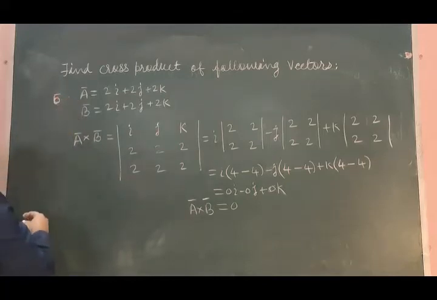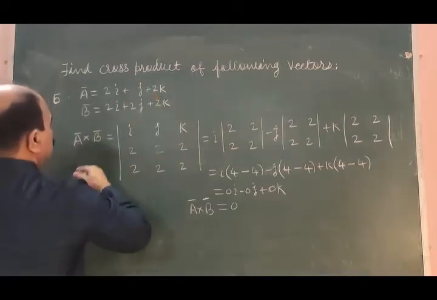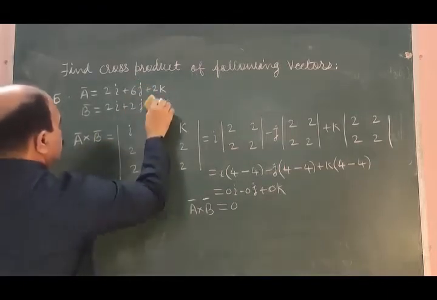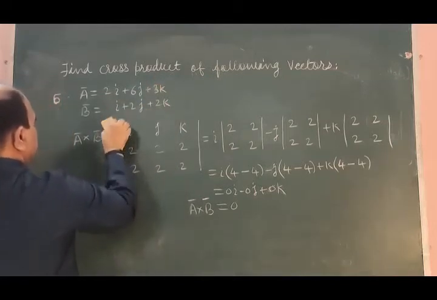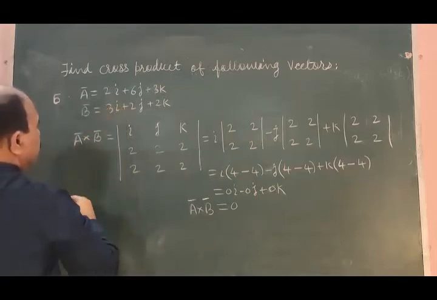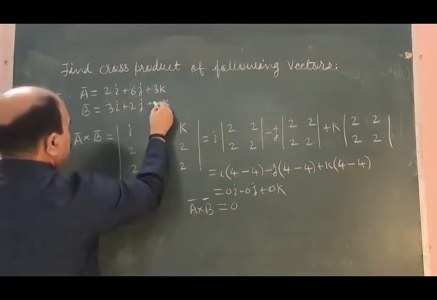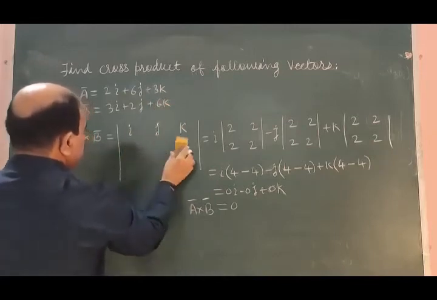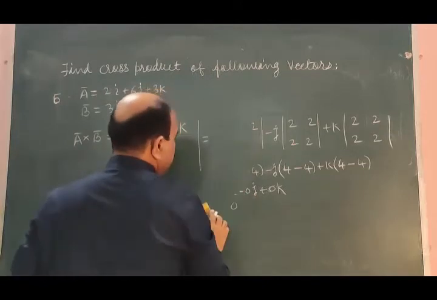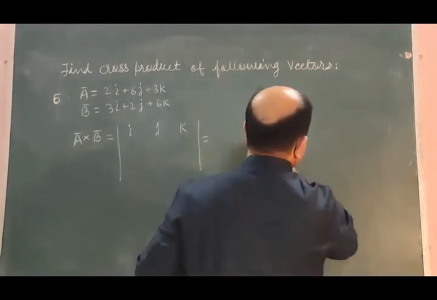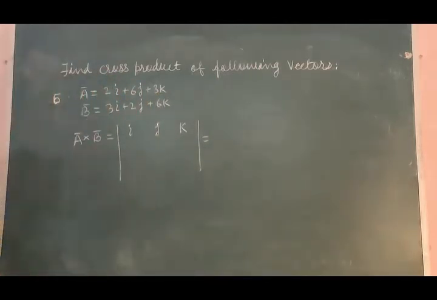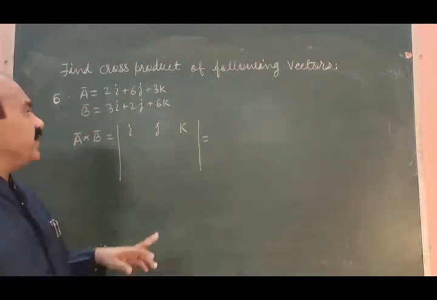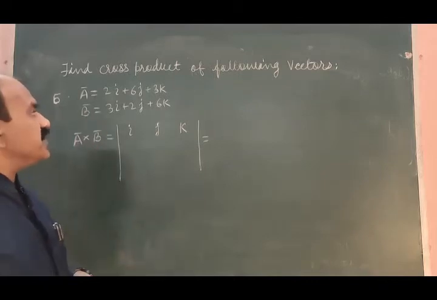Let us go to the next problem. Problem number 6. Let us see what will be the cross product of these two vectors. Vector A is 2i plus 6j plus 3k and vector B is 3i plus 2j plus 6k.